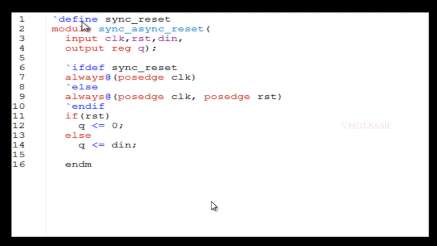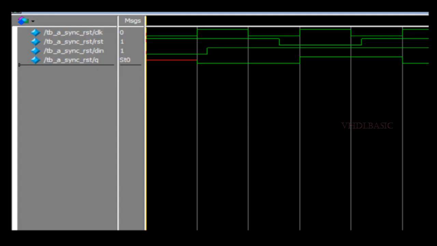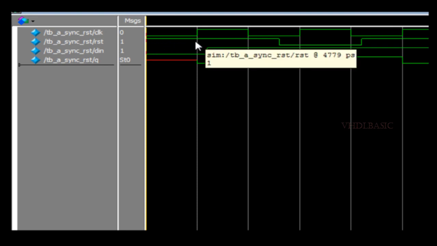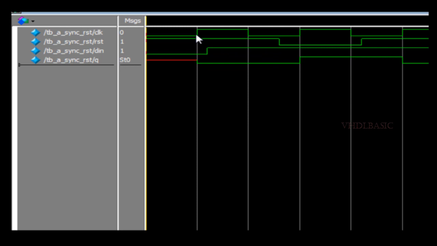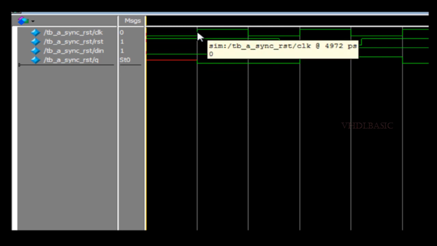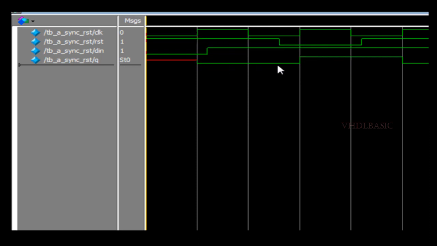So I have simulated this synchronous reset, and I will explain that waveform actually. If you see, the reset is one before the rising edge of the clock, but that doesn't make any impact on the output Q. But at the rising edge of the clock, at that time, the output Q becomes zero. So this is how the synchronous reset will work actually.